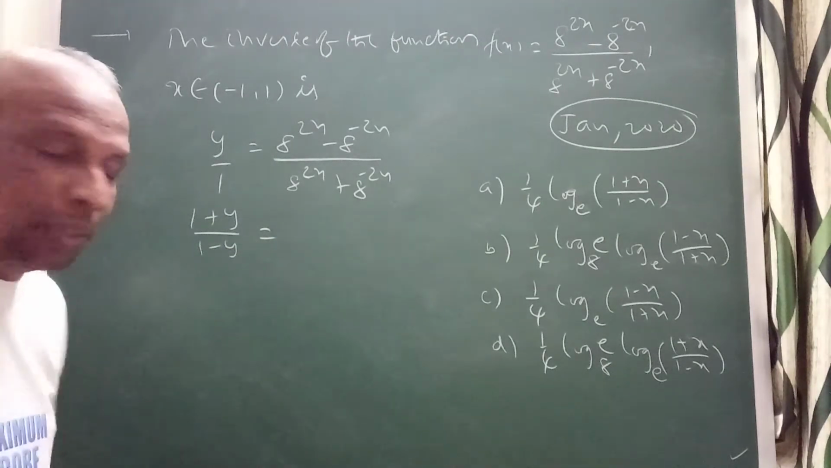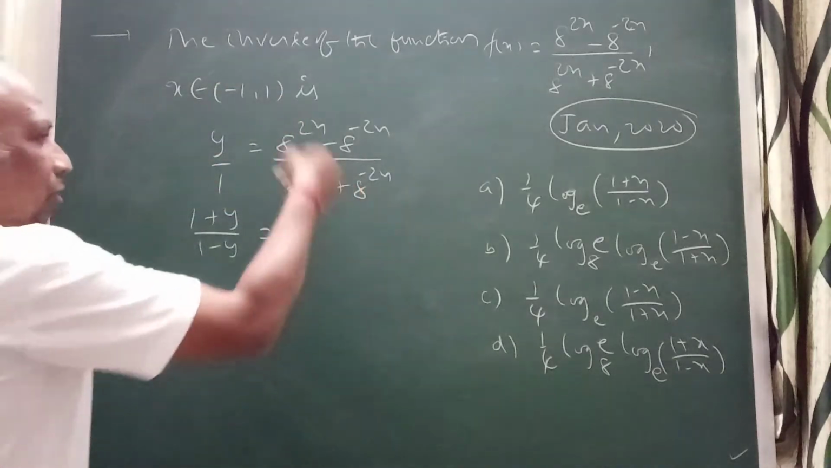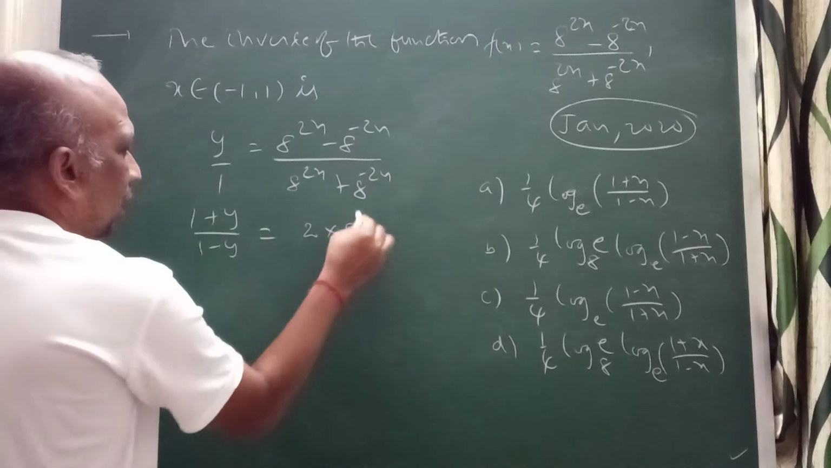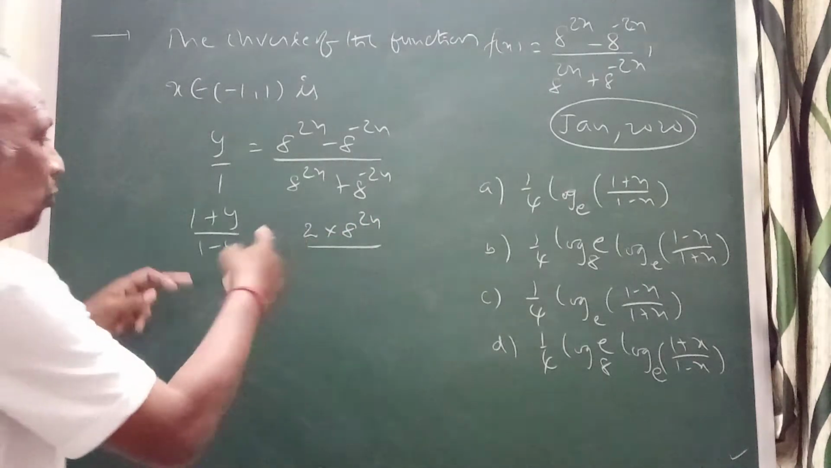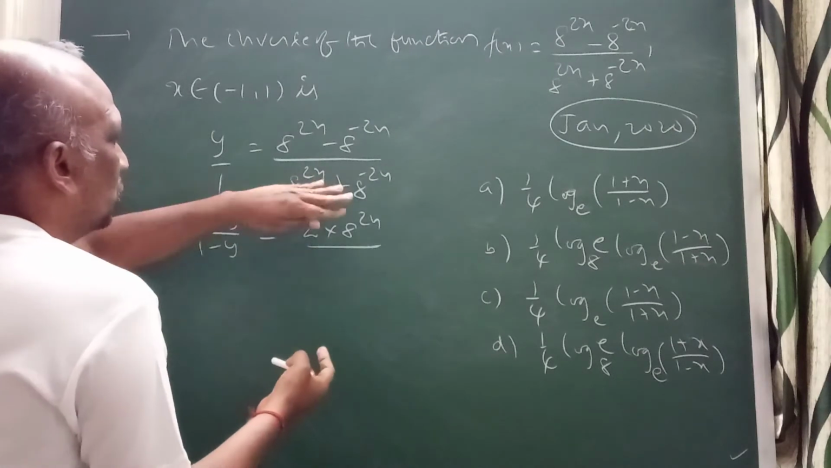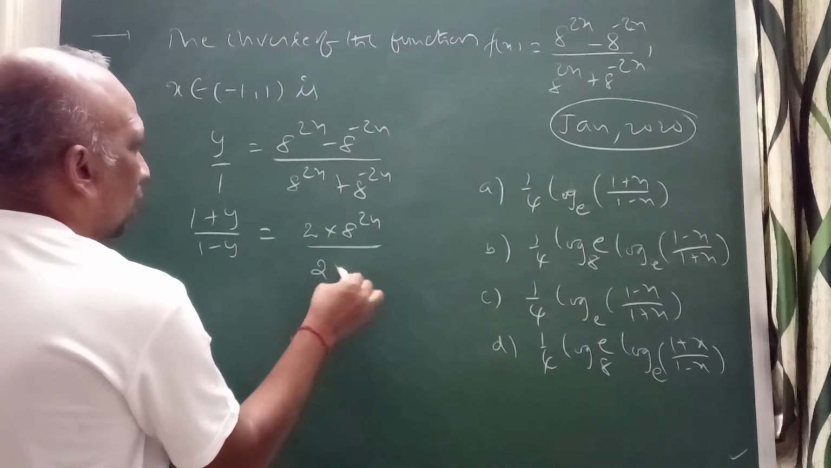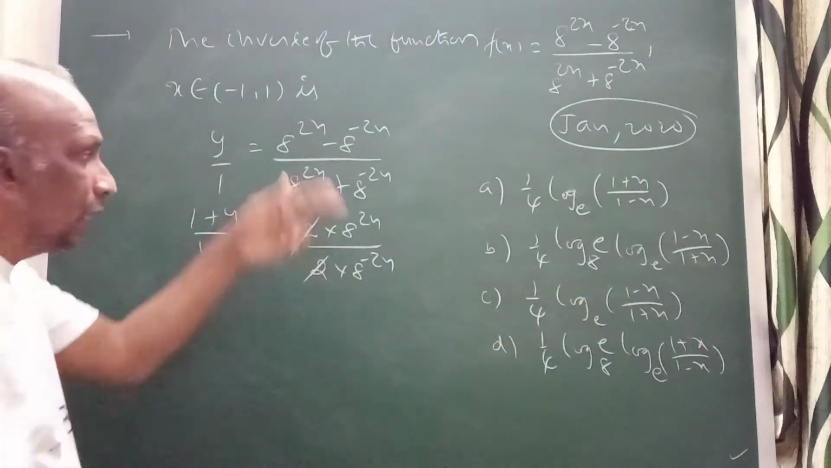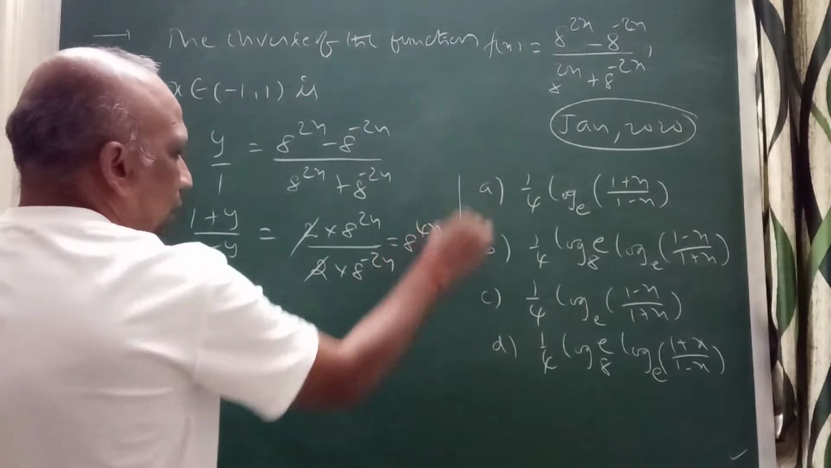If I apply componendo dividendo, I will get 1 plus y by 1 minus y. When I am adding, you will get 2 into 8 power 2x. If I add 1 minus y, you will get 2 into 8 power minus 2x. So this one cancels here. 8 power 2x divided by 8 power minus 2x will be 8 power 4x, right?